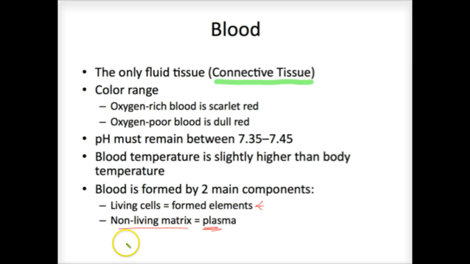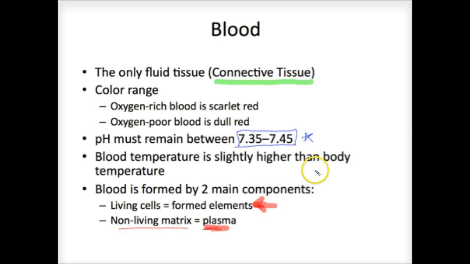The formed elements are what we typically think of as the living cells, and then our plasma is what's known as the extracellular matrix. The fibers we don't really see until clotting starts to occur. Now, one other thing to note is that the pH has to stay between 7.35 and 7.45. Adjustments or modifications to this lead to dramatic changes and dramatic homeostatic mechanisms to maintain it.